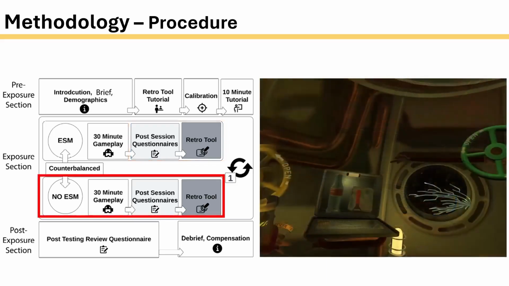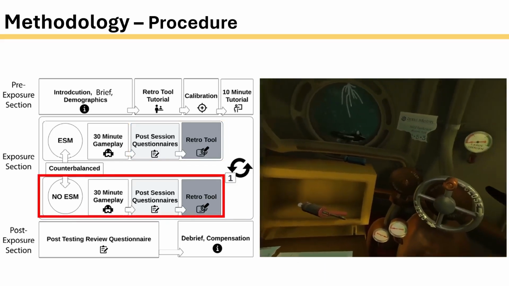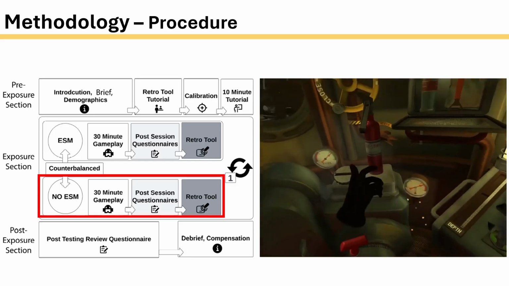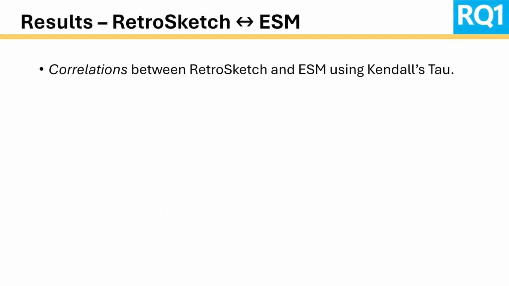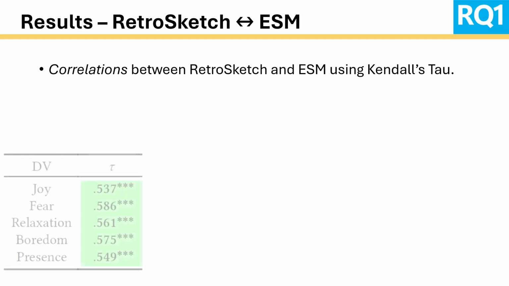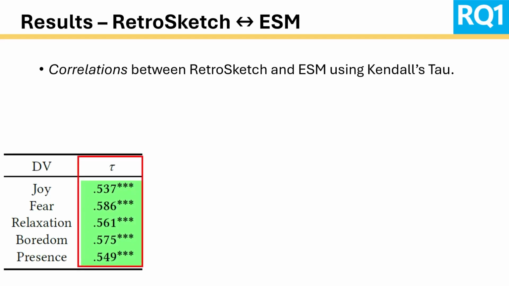This block was repeated again, but then with no experience sampling, but still using RetroSketch after the session. So, onto the results then. Well, for RQ1, we tested the correlations between RetroSketch and ESM using Kendall's tau, and we did this across all games. And in the table here, we can see that across all samples, there is a consistent, strong, and significant correlation across the 5 emotions.